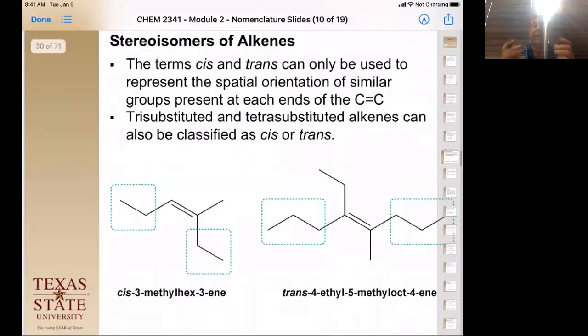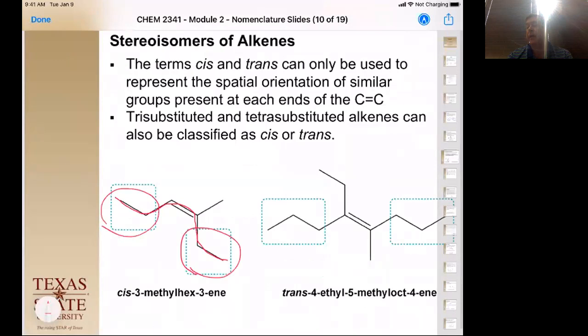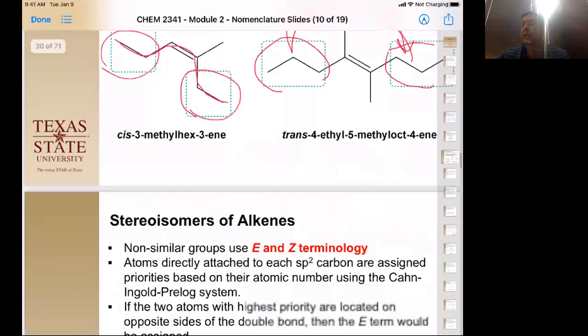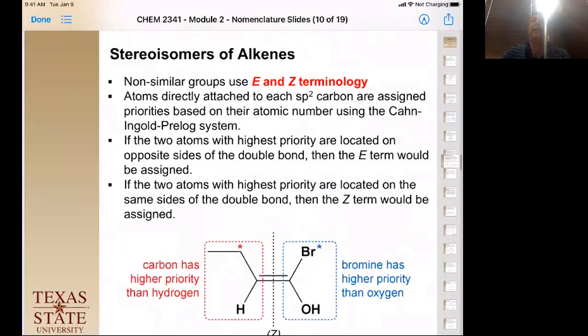So notice here, if we had the same group on each side, for example, 2 ethyl groups that continue along the same parent chain, we can still say it is the cis-methyl-hex-3-ene. And here we have the same 2 propyl groups, and the 2 longest groups are the ones that are trans to each other. However, that can get confusing. So we have a more precise nomenclature system where we call it the E and Z terminology. This will work with everything with 3 substituents and up.